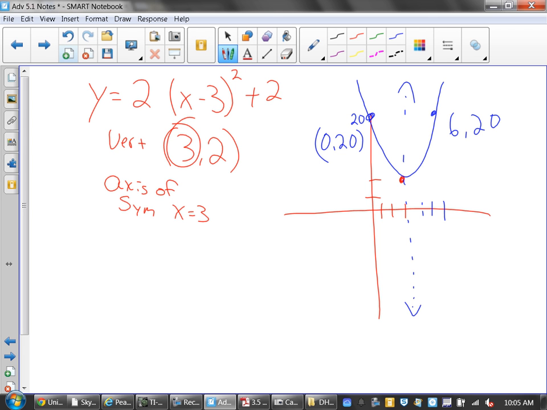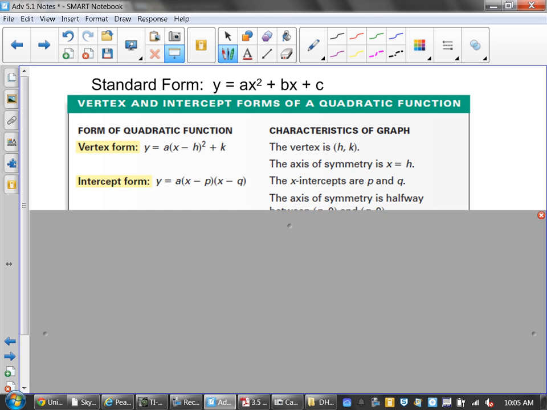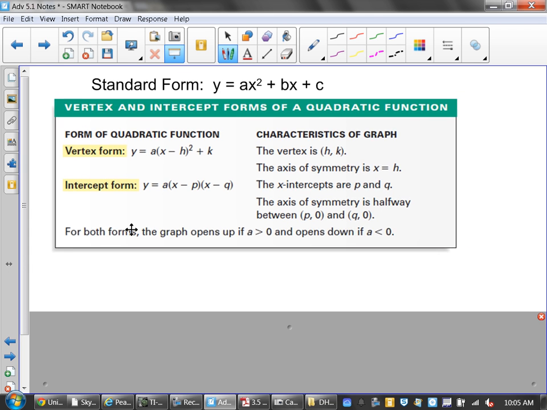Now, if my vertex was all the way over here at 10, using 0 might give me an ungodly number. I might want to use 9 or 8. But as you start to play around with some of these things, you'll see how it's pretty easy to work with. All right? And then the last form is another form that we've actually worked with. You just didn't know you were working with it. It's called intercept form.